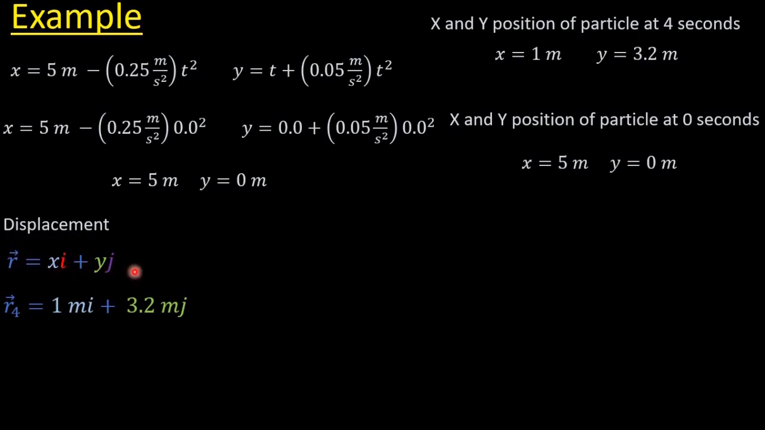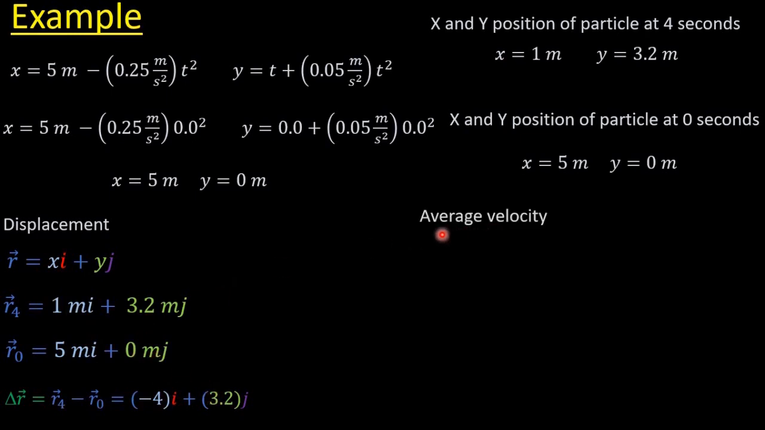We apply this formula, and this is at 4 seconds. Okay, so I've just written this in vector form at 4 seconds. This is at 0 seconds. Okay, so the subscript is telling us the times, and then we find the difference between them. So we do r sub 4 minus r sub 0. So we do 1 minus 5, which gives us minus 4, and we do 3.2 minus 0, which just gives us 3.2.